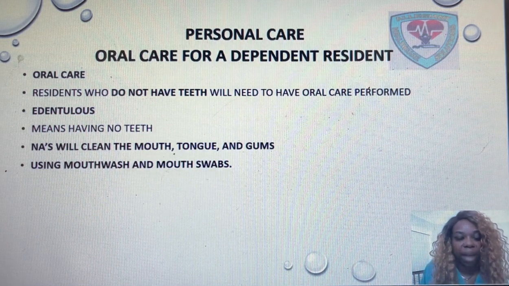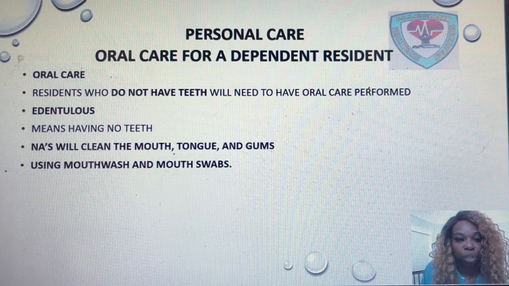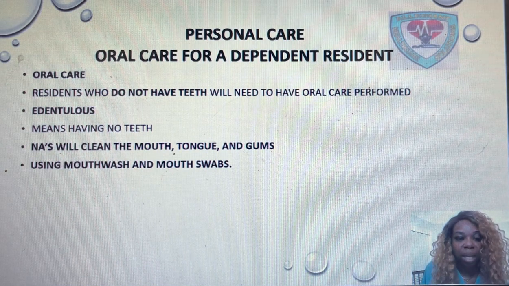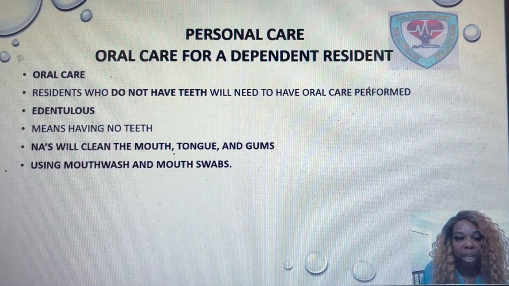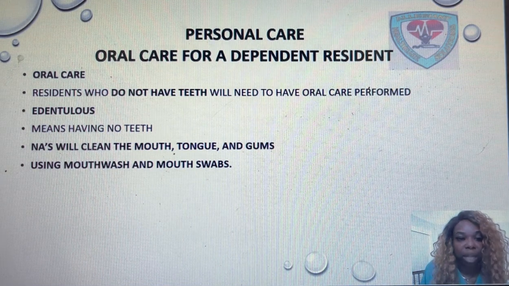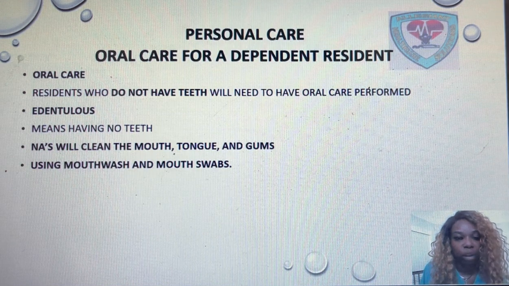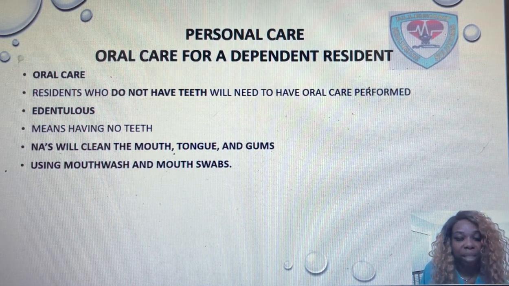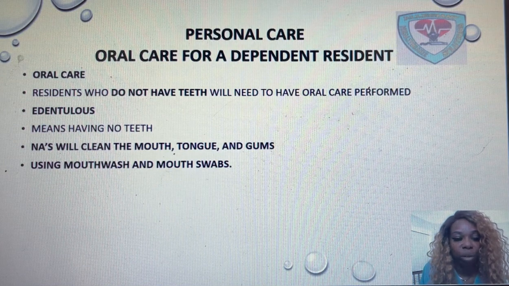When you're providing mouth care to an edentulous resident, or a resident that does not have any teeth, you will not use a toothbrush and toothpaste. You will use a mouth swab and cleaning solution in order to clean the mouth of residents that do not have teeth. Remember that you're going to be using your barrier, providing privacy, and practicing standard precautions when you're providing mouth care according to the care plan.